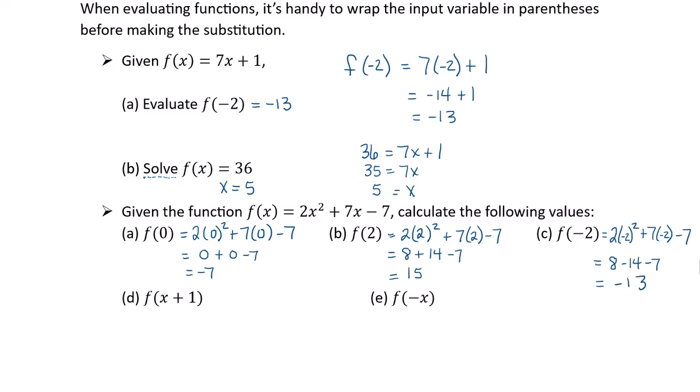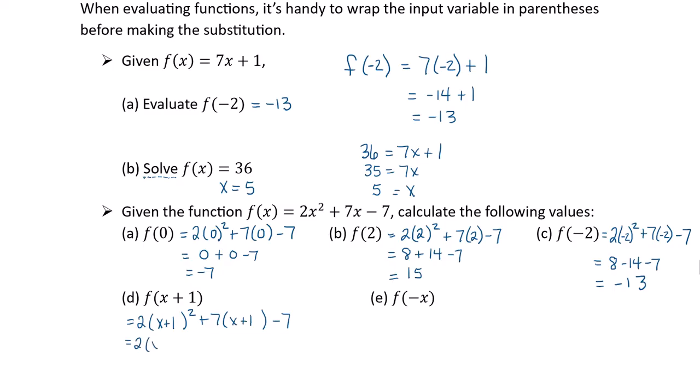Now I'm asked to find f of x plus 1. So just the same way as we've written here before with writing the function again but with parentheses instead of x, we're going to do that here. So f of x plus 1 is 2 times parentheses squared plus 7 times parentheses minus 7. And what goes in the parentheses? Your input of x plus 1. So we've got a bit of work to do here.